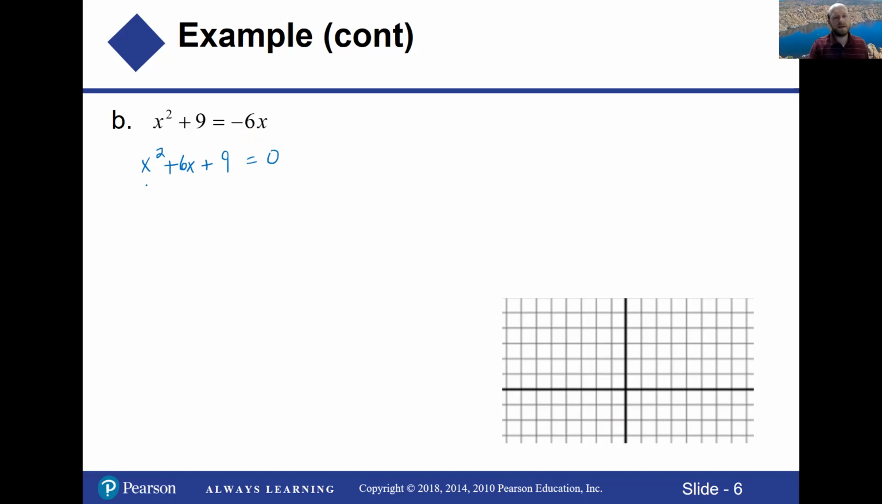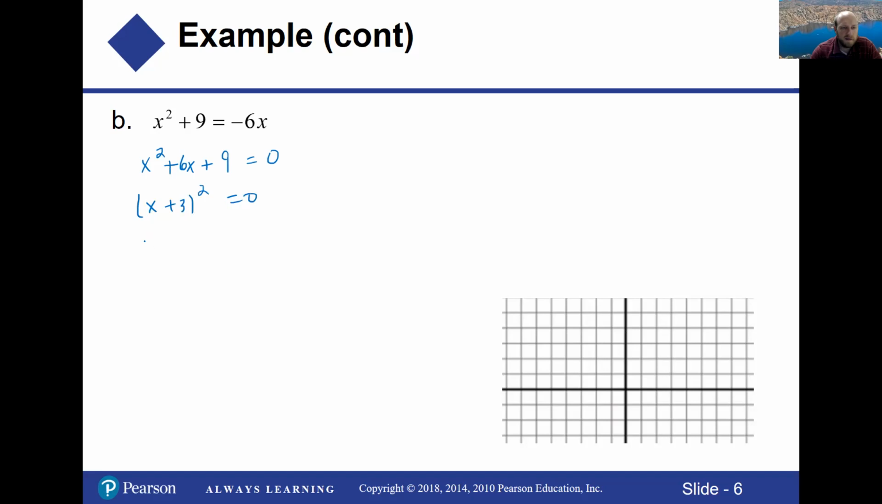Okay. Now I notice that this is one of our perfect square trinomials. And we will talk about later how to complete the square when this is not a perfect square trinomial, right? We're going to have to make it into a perfect square trinomial like we talked about last time. But this one is. So what does that mean? That means that this is equal to x plus 3 squared.